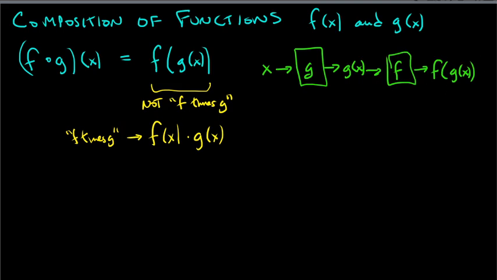Okay, so yeah, I think a good example will help here, right? So let's suppose f of x is just the square root function. Right, so square root of x. And let's suppose g of x is, oh, I don't know, how about 3x minus 2?